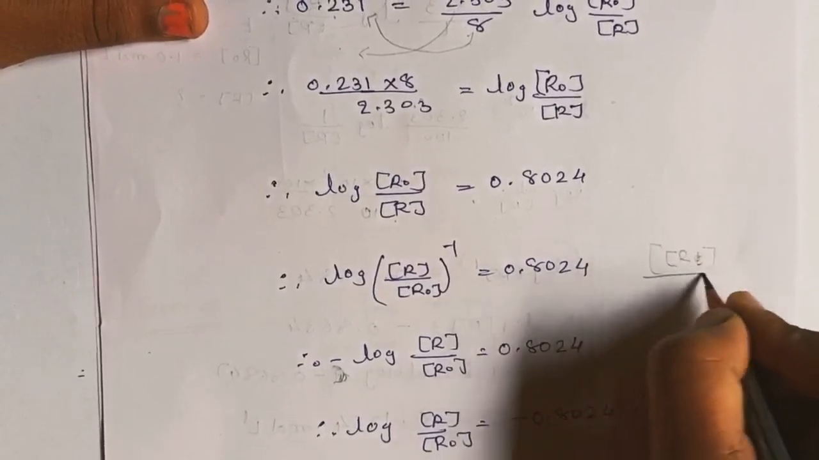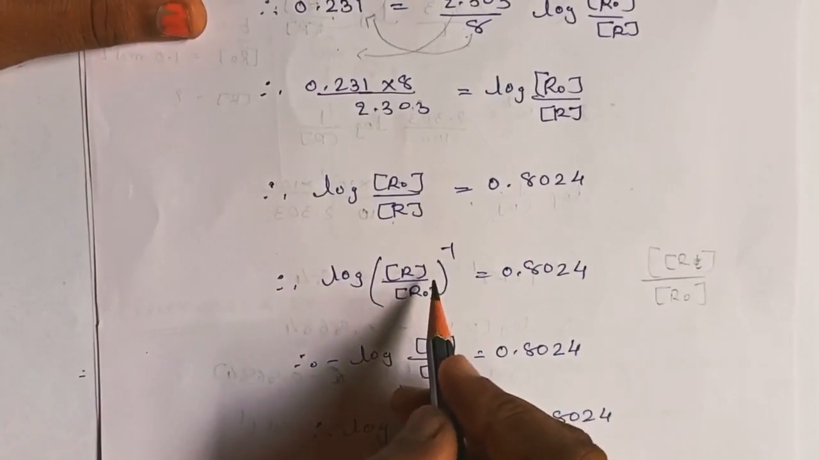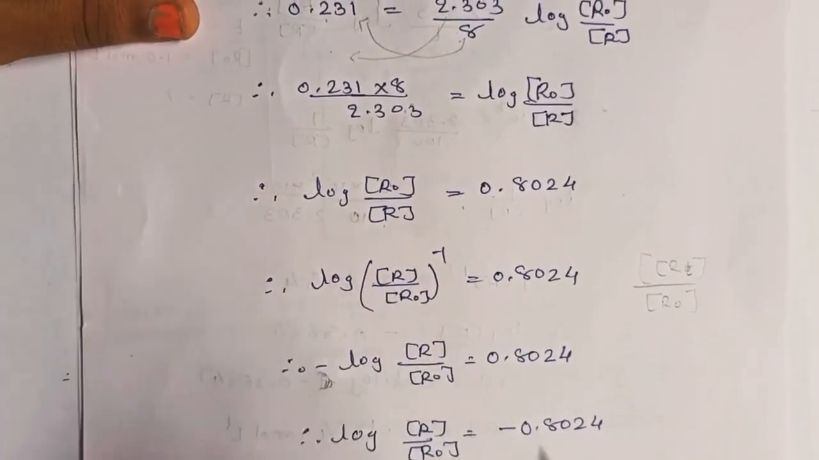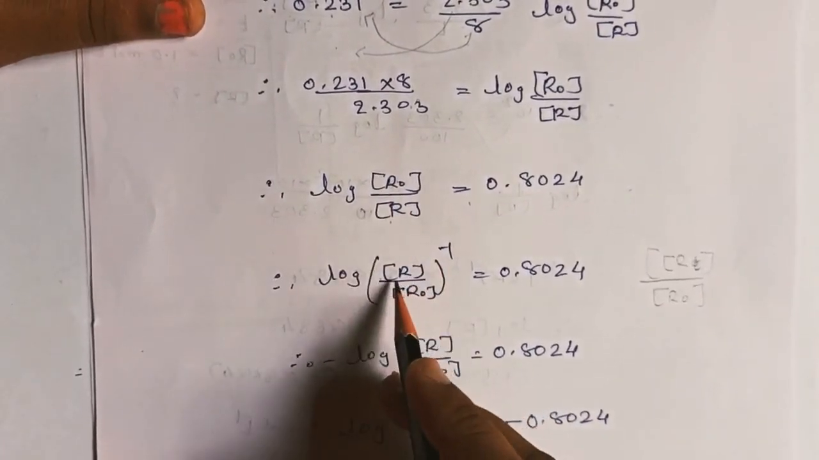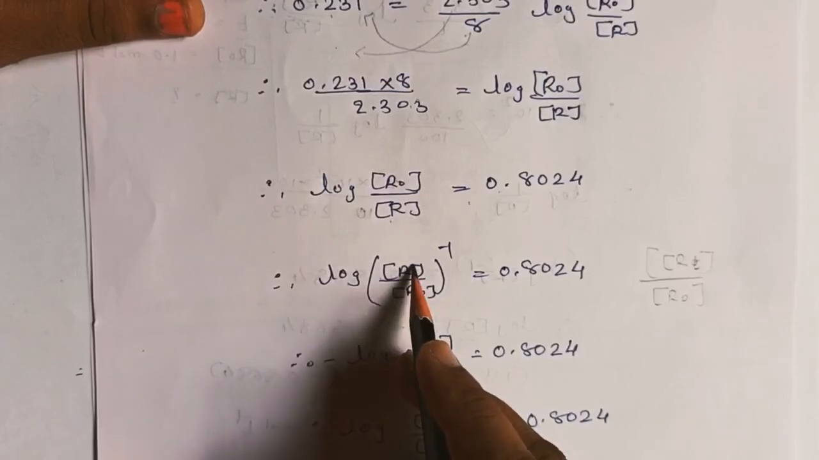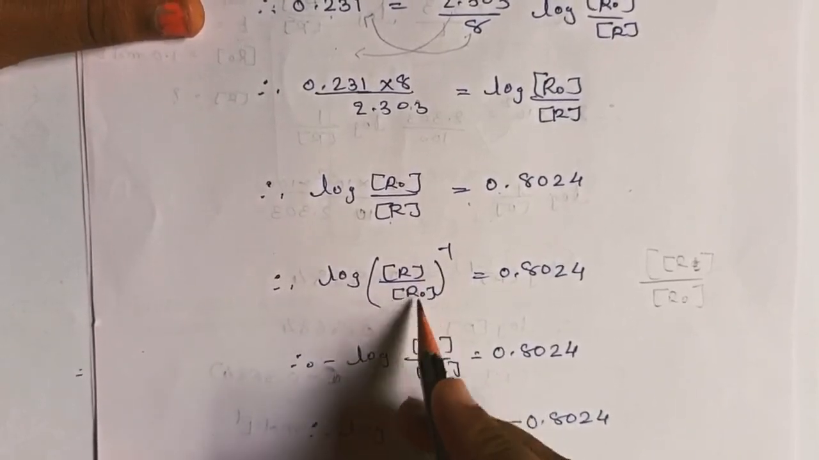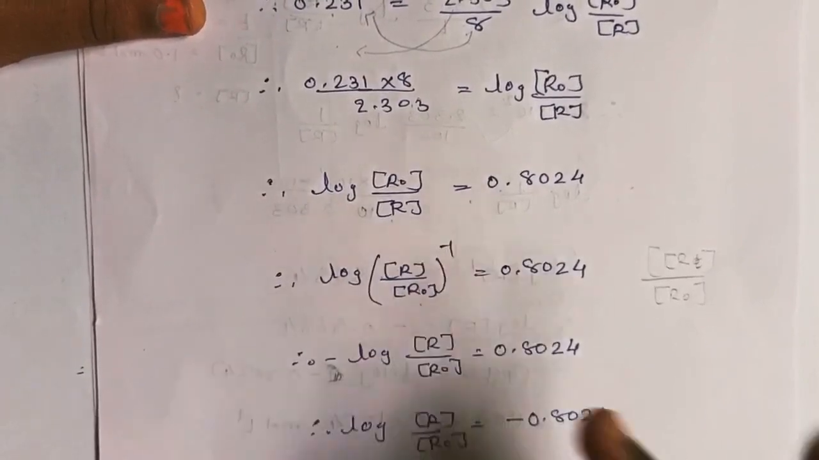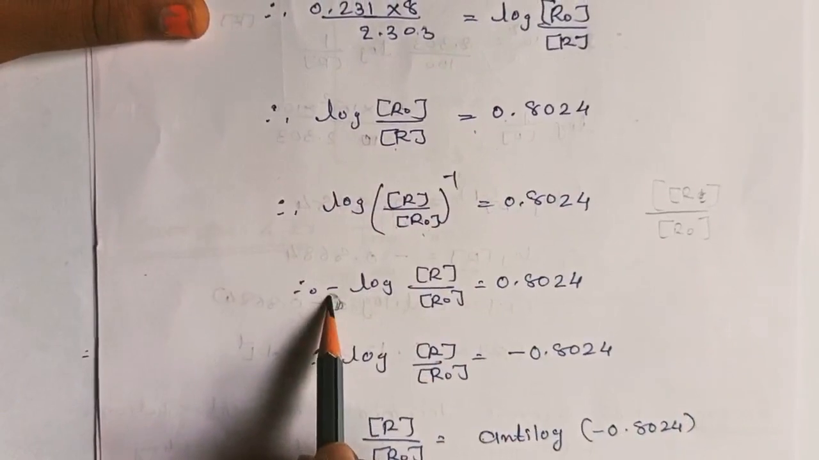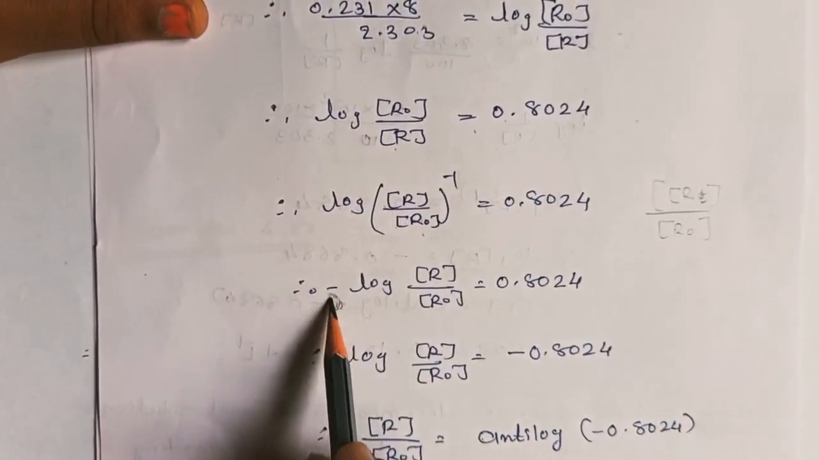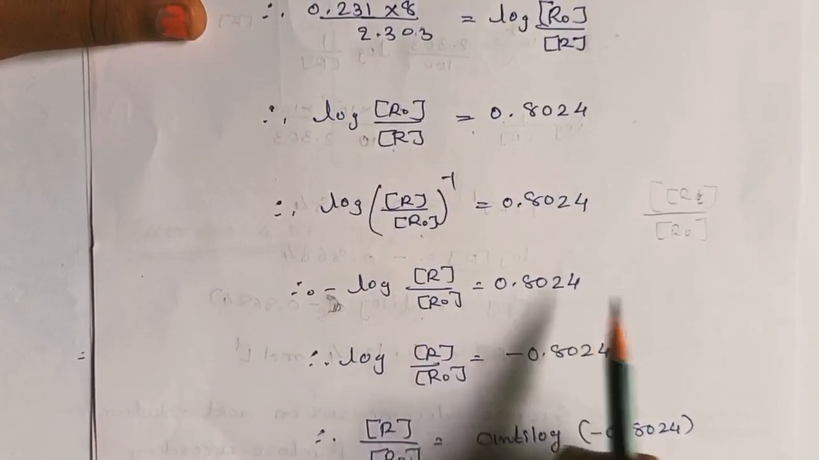Now we want the ratio not of R naught by R, but of R by R naught. So if we take the reciprocal of this term, we will get log of concentration of R divided by concentration of R naught, whole having power -1, right? That -1 will go to the multiplication. So you will get minus log of R by R naught equal to 0.8024.